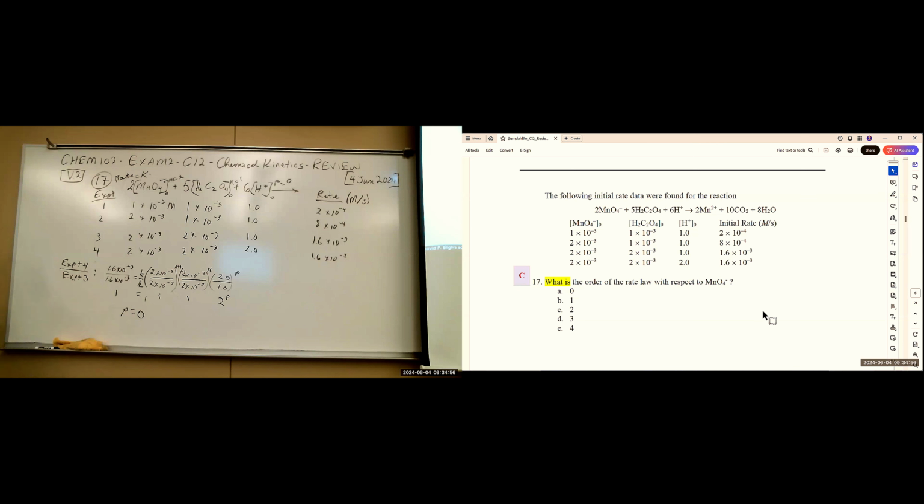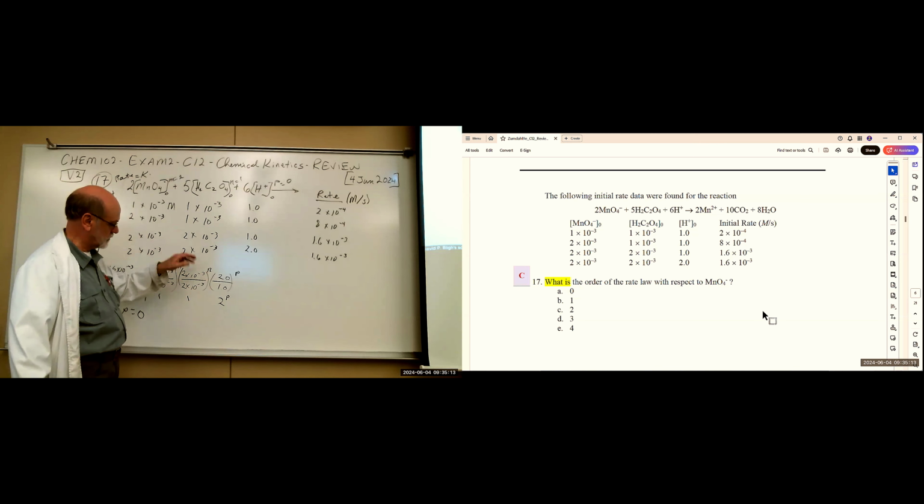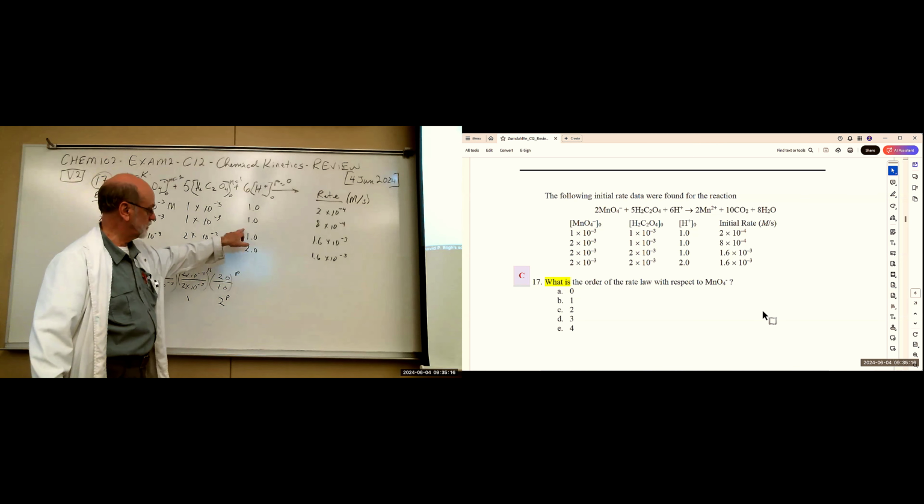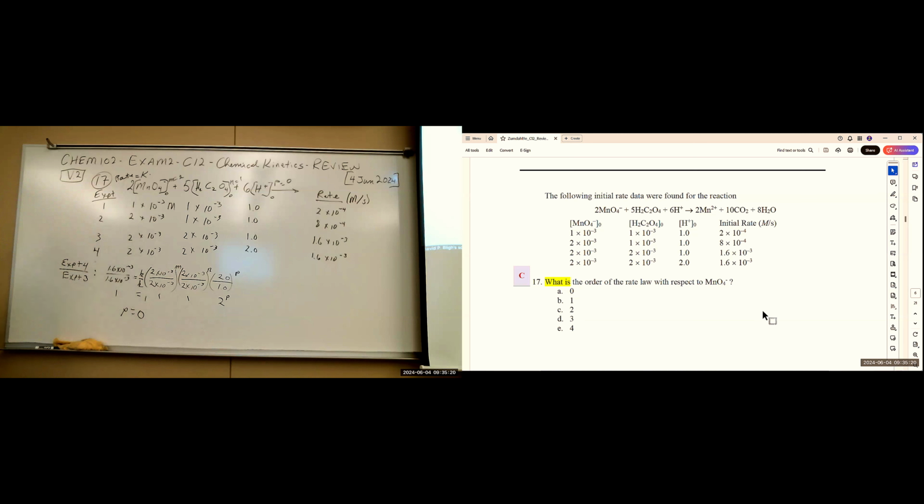So we found the order of protons to be 0. Right? Because this ratio of 4 to 3 is 1.6 and 1.6, that's 1. And these are constant, or cancel. And this is 2 and 1. 2 and 1. So that gives us 2 to what power equals 1 is 0. So we found the orders for each one of our reactants here.